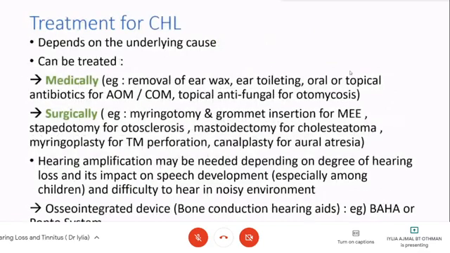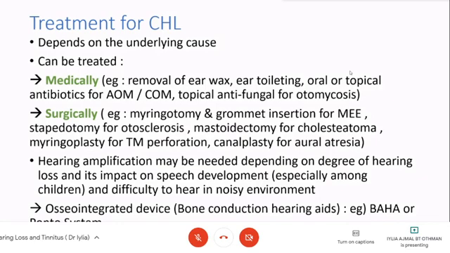So how do we treat conductive hearing loss? Since we know there's quite a list of possible causes, we have to figure out first what the possible causes are, and we have to treat the underlying cause. So usually it can be treated medically. Say it is impacted earwax, we just remove it in office. If there's an infection with a lot of discharge, we clean the ear, we toilet the ear. And most of the time, the patient can be treated as outpatient. We give oral or topical antibiotics, or topical antifungal for fungal infection, otomycosis.